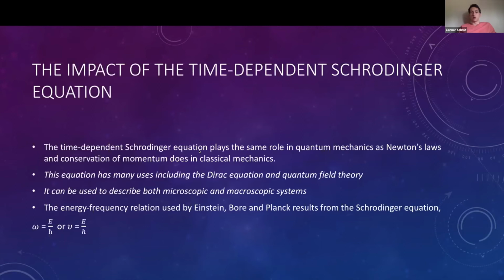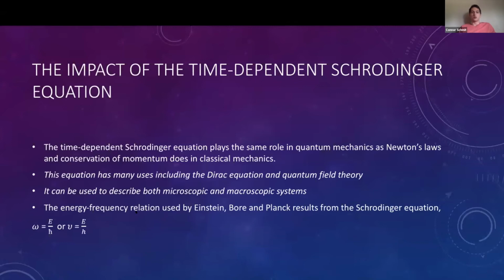The Schrodinger equation has been used many times to form other equations, for example the Dirac equation, and it has been used in quantum field theory. It can be used to describe microscopic and macroscopic systems. So it can describe anything down to subatomic particles all the way up, potentially, theoretically scaling up to the universe.